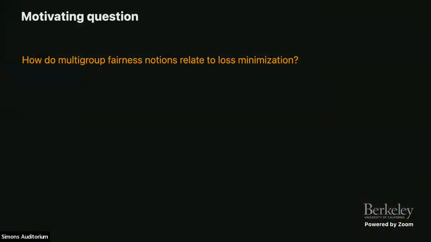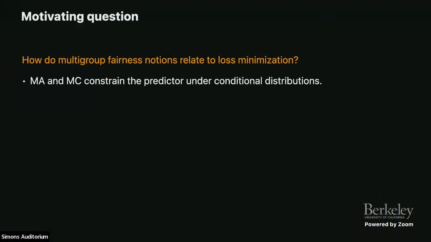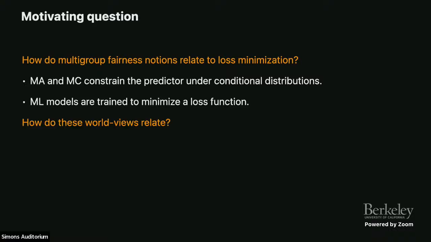I'm going to talk about multi-group fairness and loss minimization as promised. The motivating question here is that Michael talked about these notions of multi-group fairness, right? And as we've seen, these notions basically place certain constraints on the behavior of your predictor under certain conditional distributions, and these conditional distributions need to be carefully chosen. But one thing which you won't find here is any explicit notion of a loss function. On the other hand, the ML models that we see all around us and which are used day to day are explicitly trained to minimize a loss function. So the question which motivates us today is to ask, how do these two worldviews relate to each other? This placing constraints in order to ensure various multi-group fairness notions versus this loss minimization viewpoint.